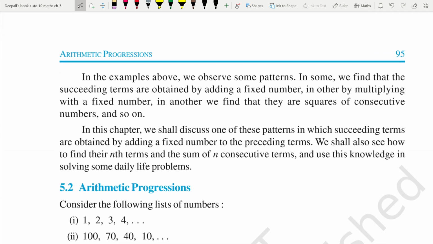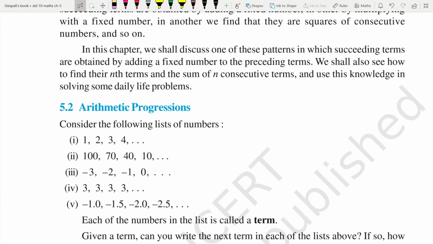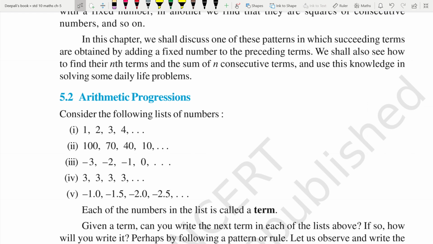In the examples above, we observe some patterns. In some, we find that the succeeding terms are obtained by adding a fixed number, in others by multiplying with a fixed number. In another, we find that there are squares of consecutive numbers and so on. In this chapter, we shall discuss one of these patterns in which succeeding terms are obtained by adding a fixed number to preceding terms. We shall also show how to find their nth term and the sum of n consecutive terms and use this knowledge in solving our daily life problems.